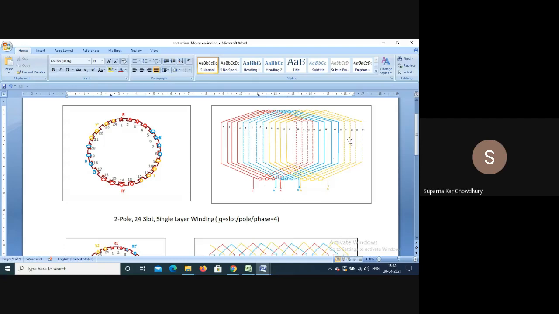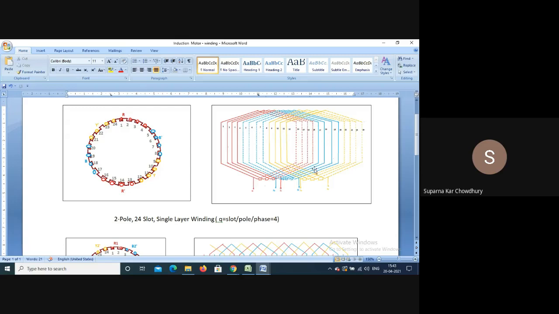So these are the slots and these are the conductors. So this 1, 2, 3, 4 and 13, 14, 15, 16 can be connected to form a winding. So 1, 13, this 2, 14, this 3, 15, this 4, this 16, then this is the finish. So this is start, this is finish.